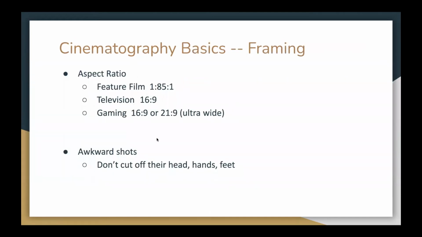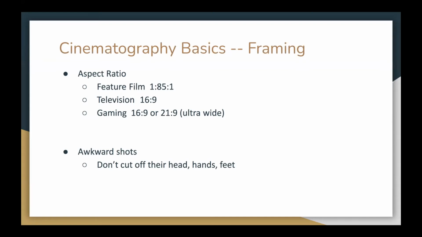So now we're going to talk about framing. And one of the important aspects is the aspect ratio. If you're going to do something for a feature film, the aspect ratio is 1.85 by 1 units. And if you're going to go for television, it's 16:9 units. Gaming is also 16:9, or if it's one of those ultra wide screens, it's going to be a 21:9.